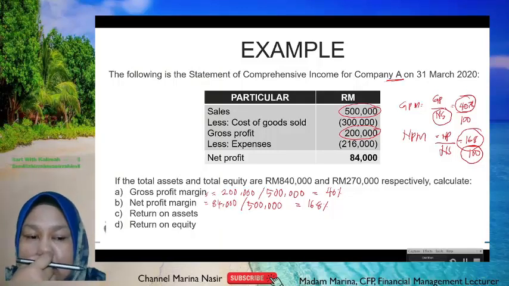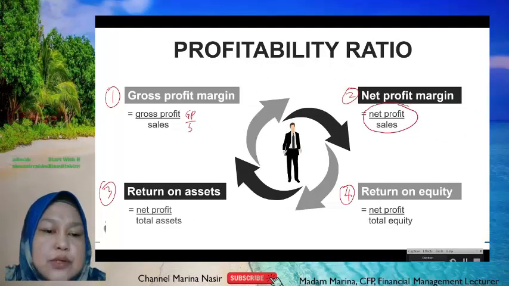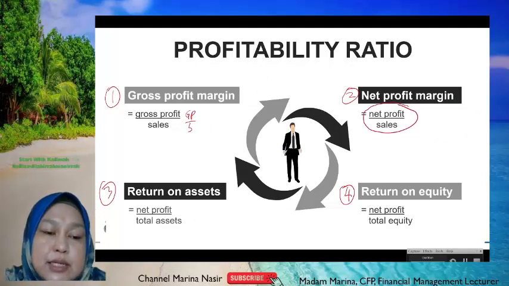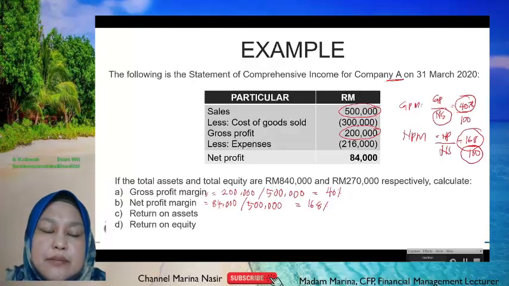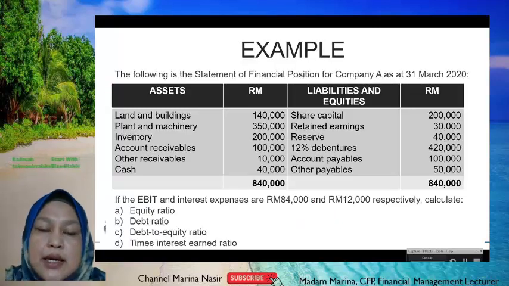The third one, return on asset. How to calculate return on asset? Net profit divided by total asset. Our net profit is 84,000 and our total asset, still remember in the previous slide, 840,000.